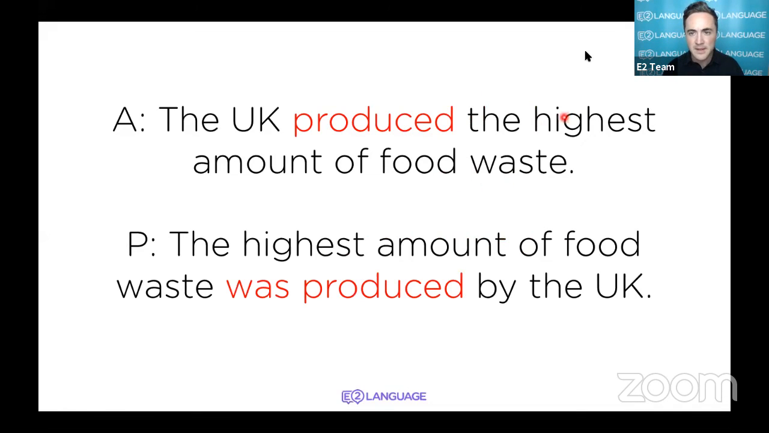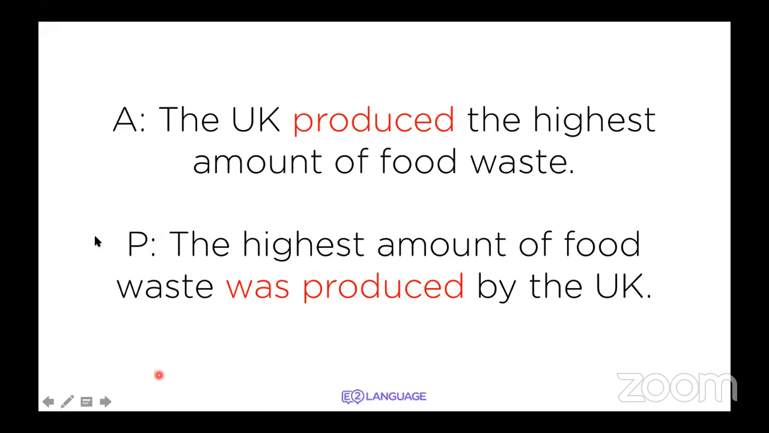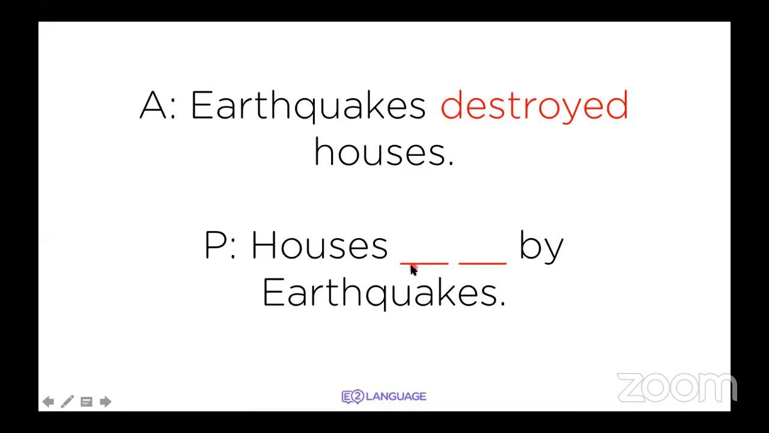Let's do another one. Please read these two sentences to yourself. So the first one, the active one, says the UK produced the highest amount of food waste. The passive sentence says, the highest amount of food waste was produced by the UK. These two sentences mean the exact same thing. The verb has changed. I want you to write in what this verb should be.